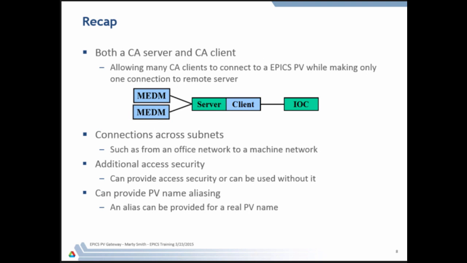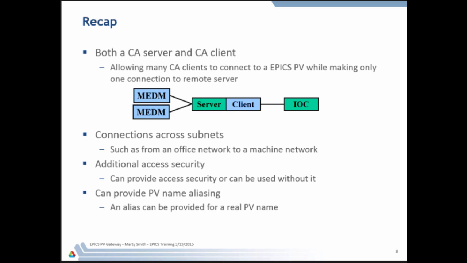So just a recap of what I was just talking about. Again, the gateway is both a channel access server and a client. You can see the gateway would be the server and client here in the middle, in between your channel access clients and the IOC. So it can provide connections between subnets, which channel access doesn't do by default. You can make it do that, but it can be tricky.